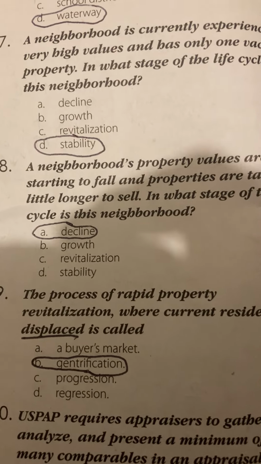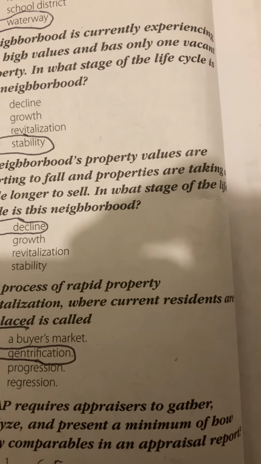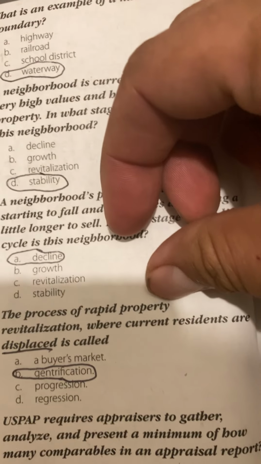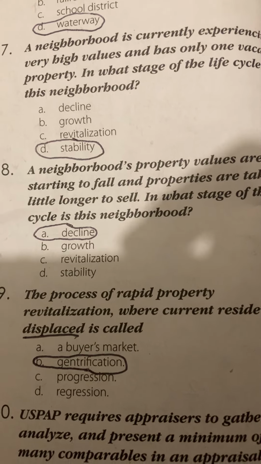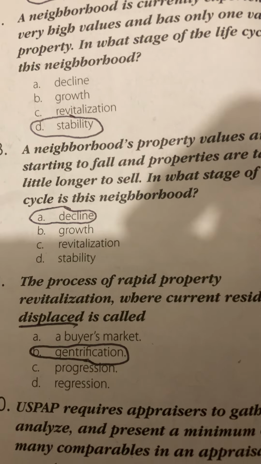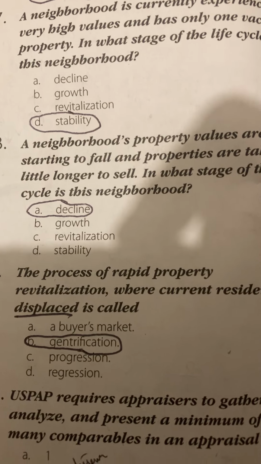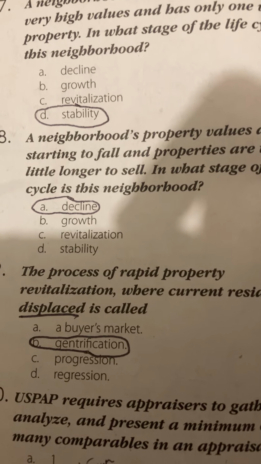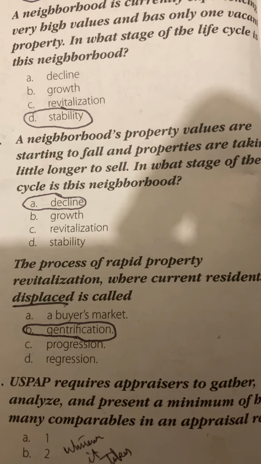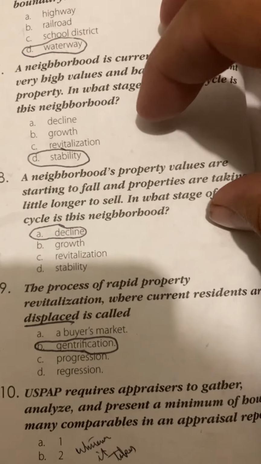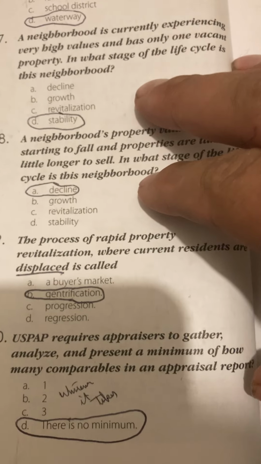Number 9. The process of rapid property revitalization, where current residents are displaced, is called A. A buyer's market. B. Gentrification. C. Progression. Or D. Regression. The answer is B. Gentrification. The key word is displaced. Remember that. And lastly, number 10.